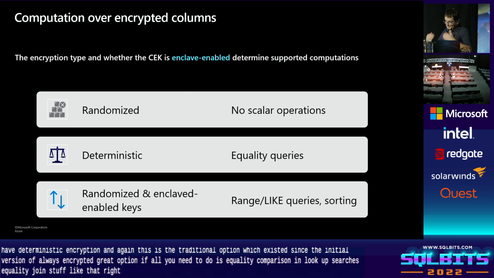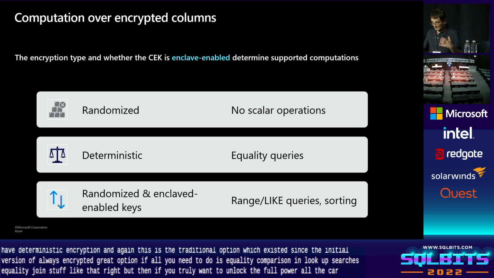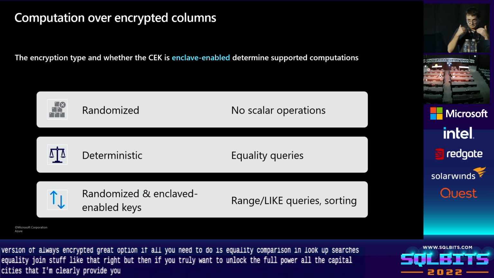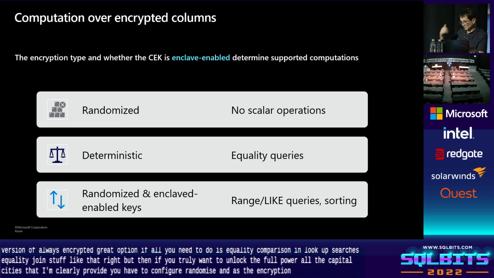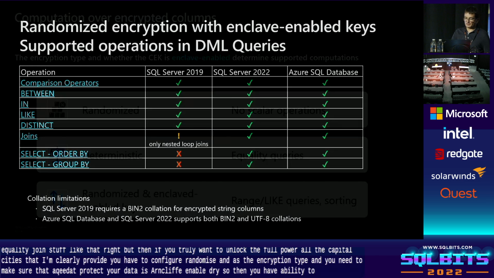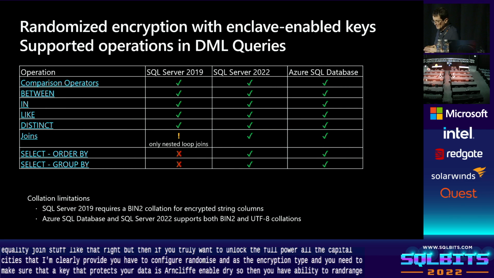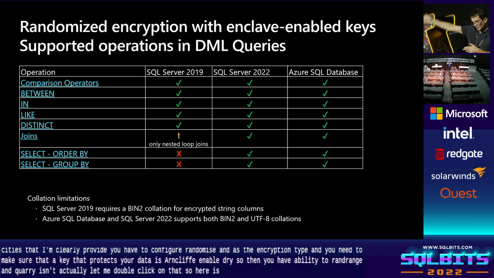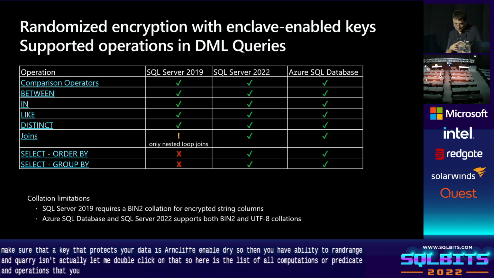But if you truly want to unlock the full power, all the capabilities that the enclave provides, you have to configure randomized as the encryption type, and you need to make sure that the key that protects your data is enclave-enabled, right? So then you have the ability to run range and LIKE queries, and actually let me double click on that. Here is the list of all computations, all predicates and operations that you can run on enclave-enabled columns, if you will.